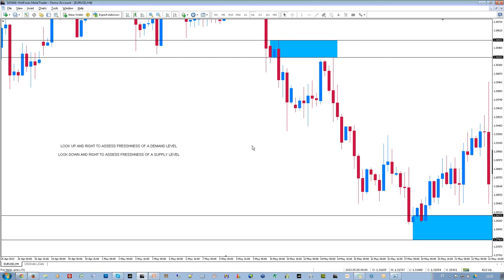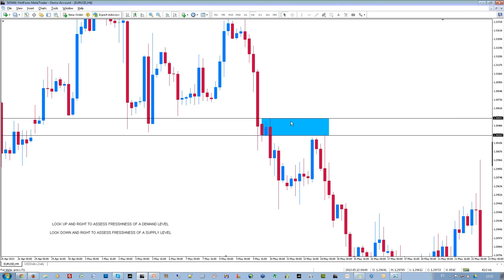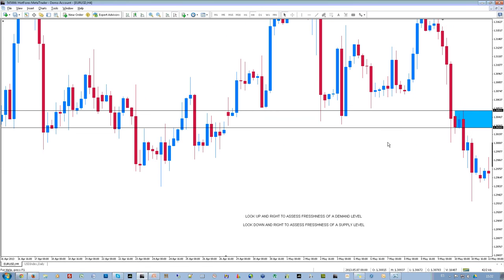An original level is a level which is not a reaction to a previous level, which is created out of the blue, which is not a reaction to anything else. So let's look at this. How do we know if this level is original or not? Because we know now that this level is fresh, because we look right, we look up.